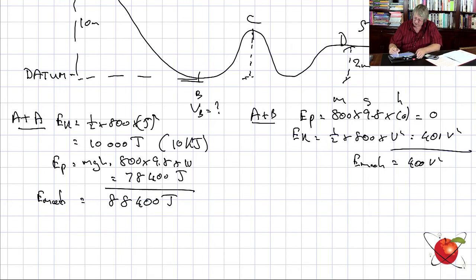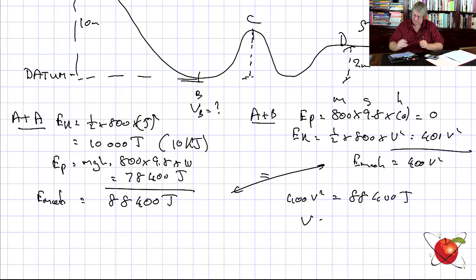Then what do we do? We put them equal to each other. Why? Because of the law of conservation of energy. It says we can. We haven't lost or gained energy. So we say therefore 400 V squared is equal to 88,400 joules. Therefore V is going to be equal to, we divide both sides by 400 and take the square root. Divide by 400 equals that, and to the power of a half is going to be 14.87 meters per second.